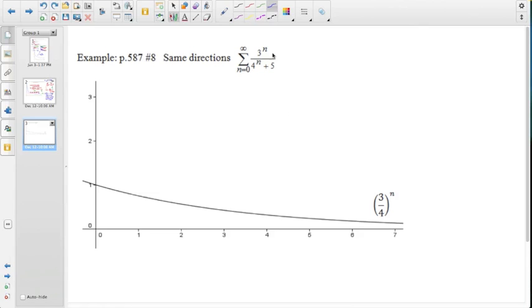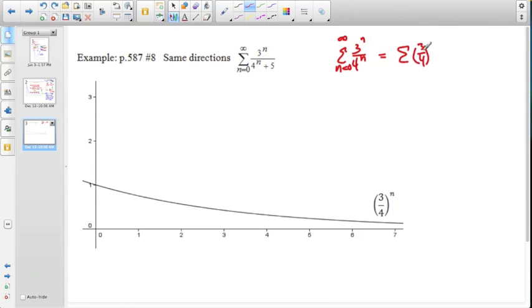When we look at this series here, we would say, wow, this series would be a lot simpler if the 5 weren't there. So we're going to look at 3 to the n over 4 to the n. That also can be rewritten as 3 over 4, to the n. Once we rewrite it in this form, we can see that it pretty much falls into the geometric series category.